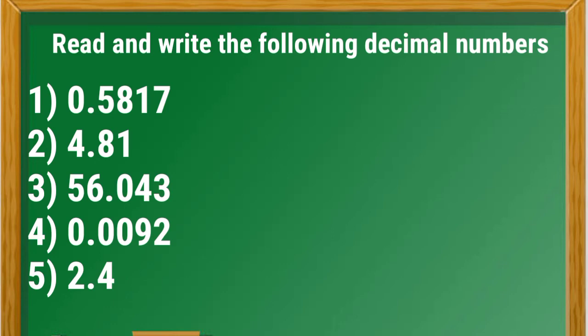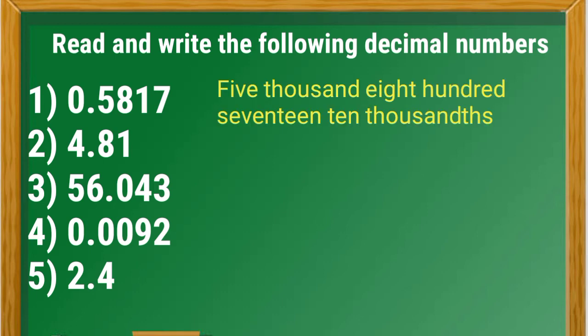So let's try out. I want you to read and write the following decimal numbers. Try not to use the place value chart upon reading the decimal number. Number 1. How are you going to read this one? 5,817. Okay, that is 5,817 10,000s. And this can be written in this way.